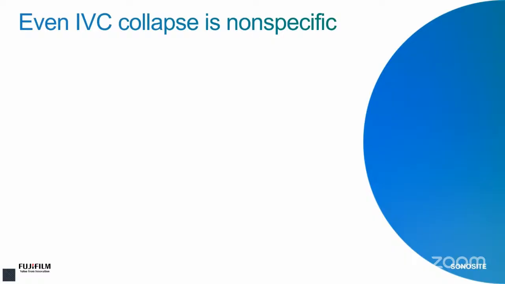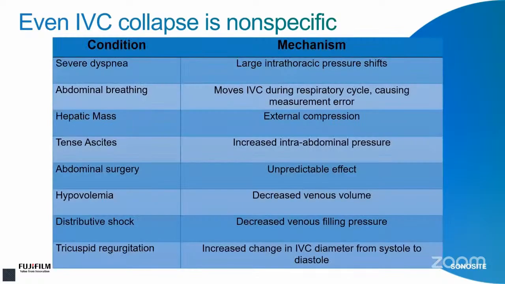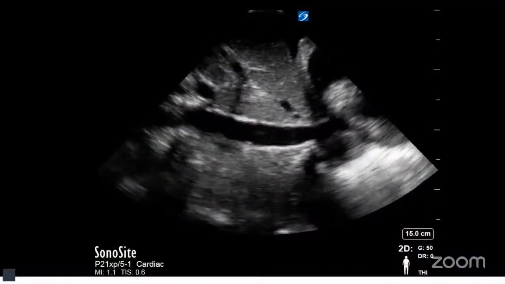Beyond that, even IVC collapse is nonspecific. We've all seen the patient who's got severe dyspnea and their intrathoracic pressure swings are so great that their IVC will collapse regardless of what their intravascular volume status is. And similarly, you can have something externally compressing the IVC, such as a mass or tense ascites, causing a small or collapsing IVC in a patient whose volume status would suggest they have an elevated right atrial pressure.